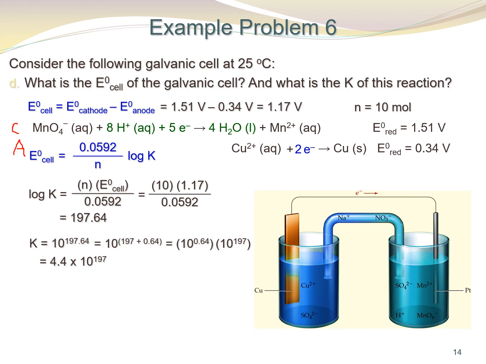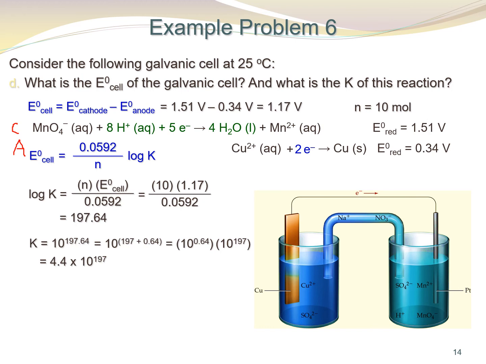10 raised by the power of 197.64. If you type this number in your calculator, you probably wind up with an overflow error. But without a calculator, we can actually do something about it. Remember, 197.64 can be written as 197 plus 0.64.